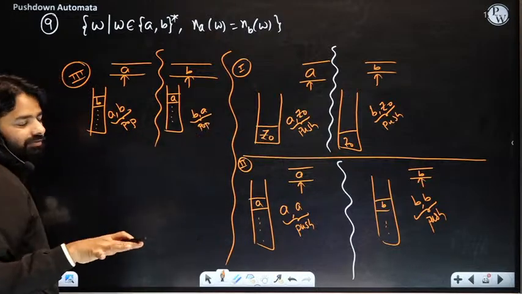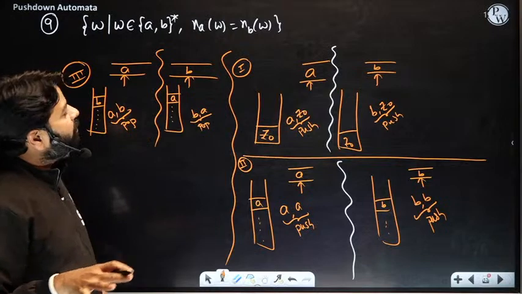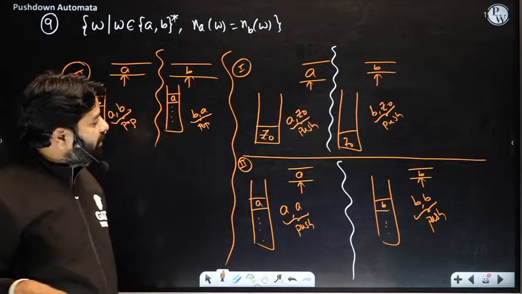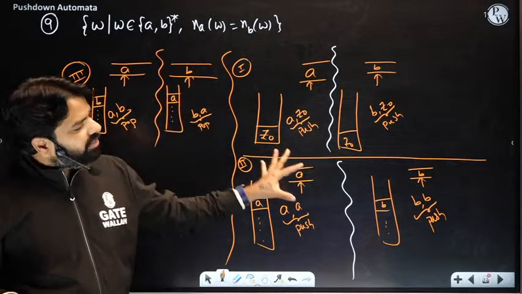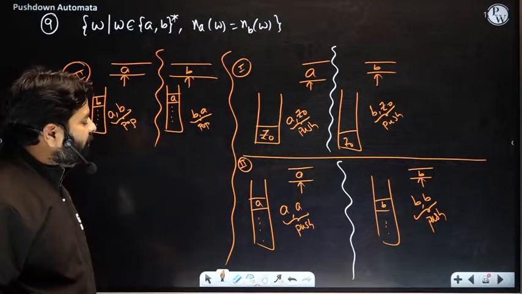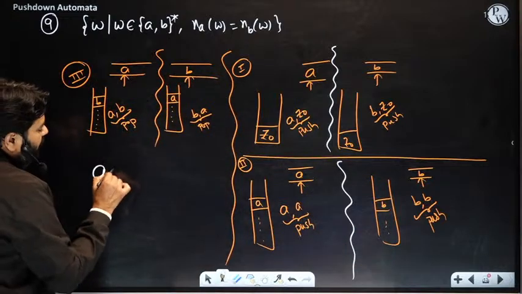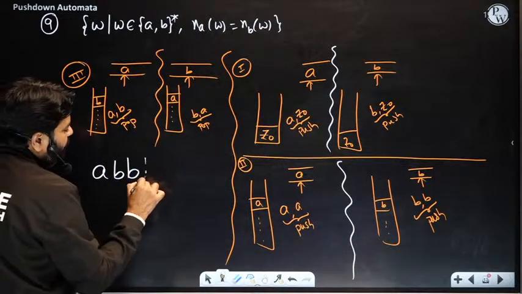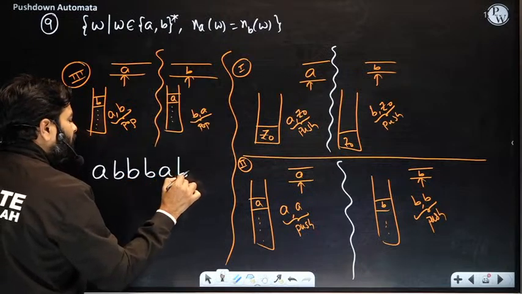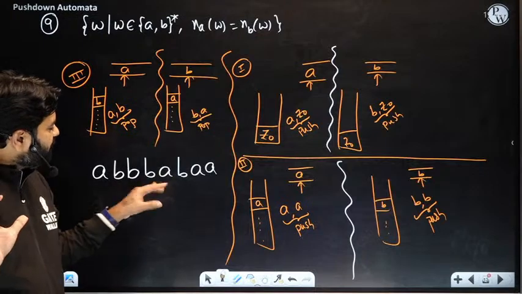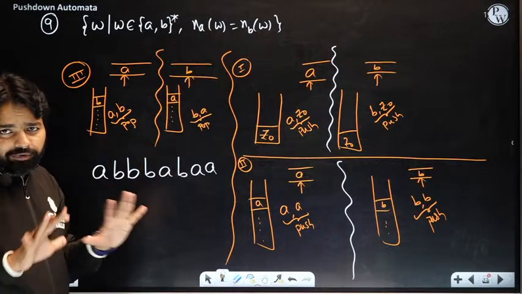So we have these situations, and at the end of the input, when the dollar comes, nobody should be there. That means equal A's and B's happened. So remember these situations. Now work on any input and you will understand what's happening. I'll just take one case: A, B, B, B, A, B, A, A. Is it a valid input? Because 4 B's are there and 4 A's are there, it should be valid.